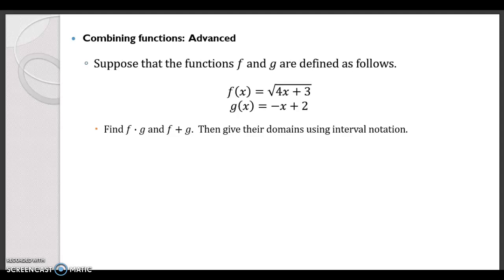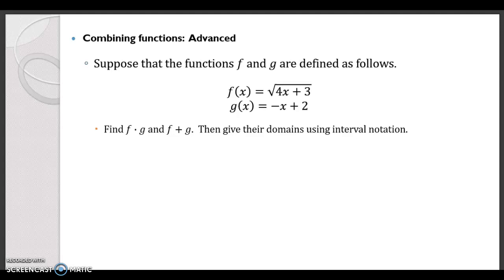Hey everybody! This video will cover the topic Combining Functions Advanced. Now, for these topics we have two functions. These ones are called f and g, and they're defined as f of x equals the square root of 4x plus 3, g of x equals negative x plus 2. We're asked to find f times g and f plus g, then give their domains using interval notation.